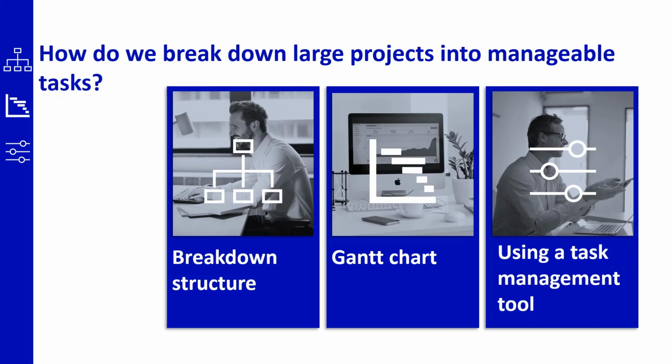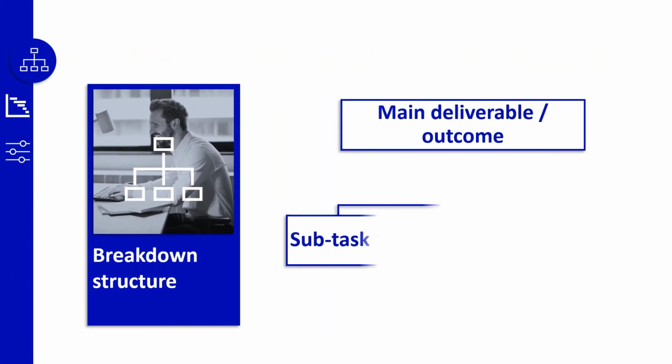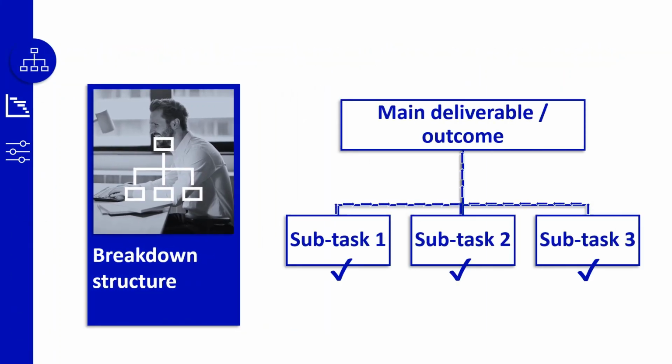First, using a work breakdown structure can help you to break down a large project into smaller, more manageable tasks. Start by identifying the main deliverables or outcomes of the project. Then, break these down into smaller tasks or subtasks that are required to achieve each deliverable.